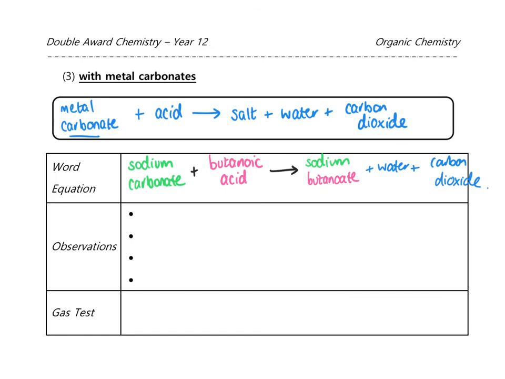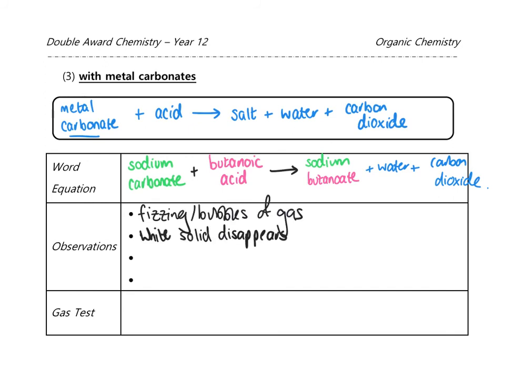So let's get those observations written in our notes. First of all, we saw fizzing, or bubbles of gas released. We saw that the white solid disappears, so our white solid of sodium carbonate disappears. That left us with a colourless solution. And this reaction will also release heat, not quite as much as with the likes of magnesium metal reacting with the acid, but this reaction will also release heat.